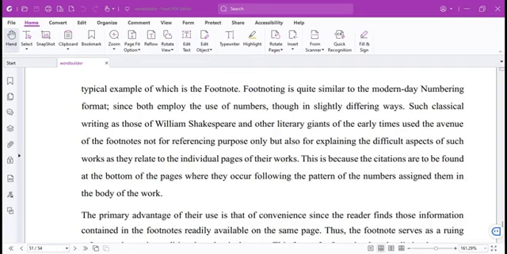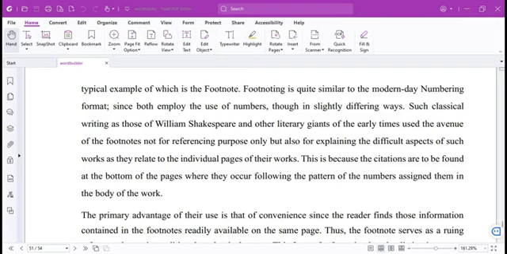Such classical writing as those of William Shakespeare and other literary giants of the early times use the avenue of the footnote, not for referencing purpose only, but also for explaining the difficult aspects of such works as they relate to the individual pages of their works. This is because the citations are to be found at the bottom of the pages where they occur, following the pattern of the numbers assigned them in the body of the work.